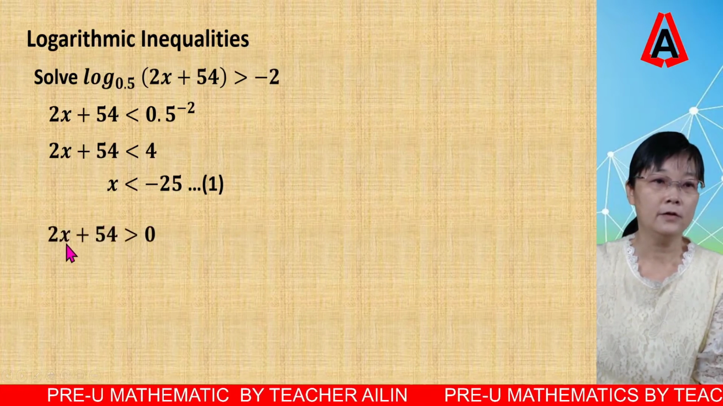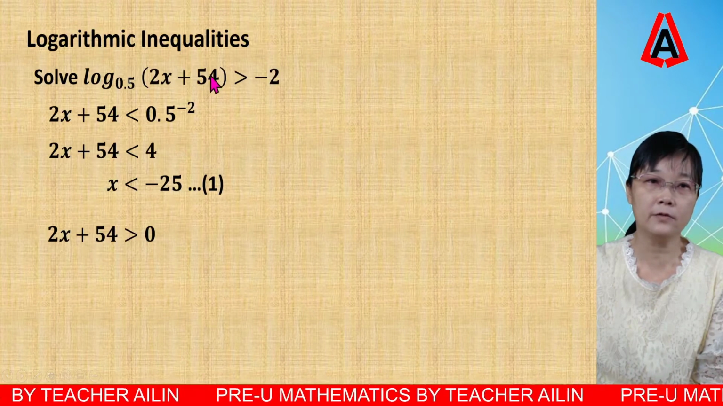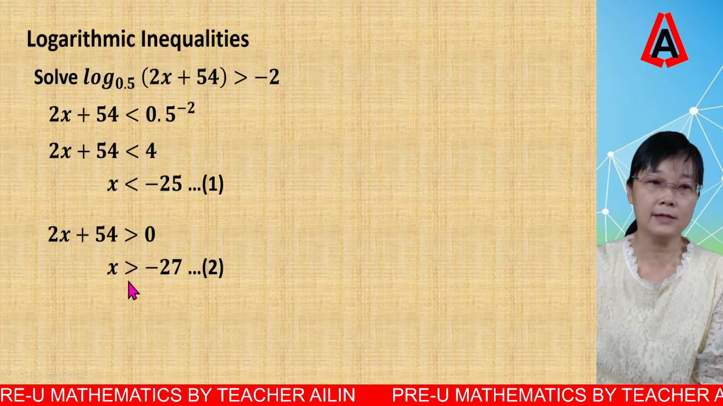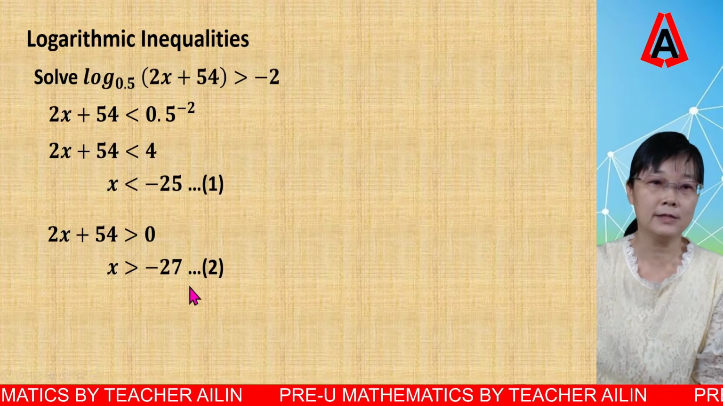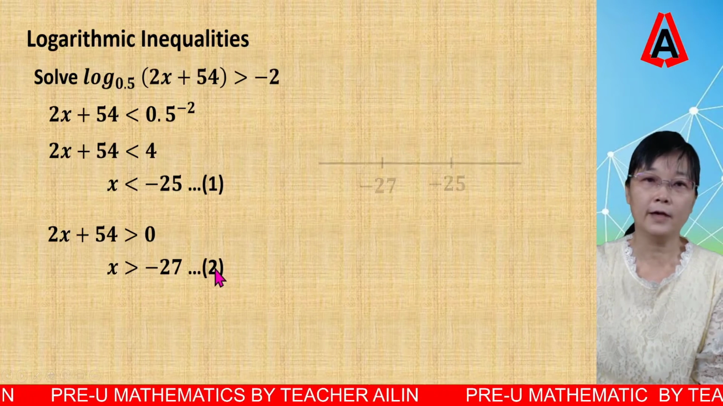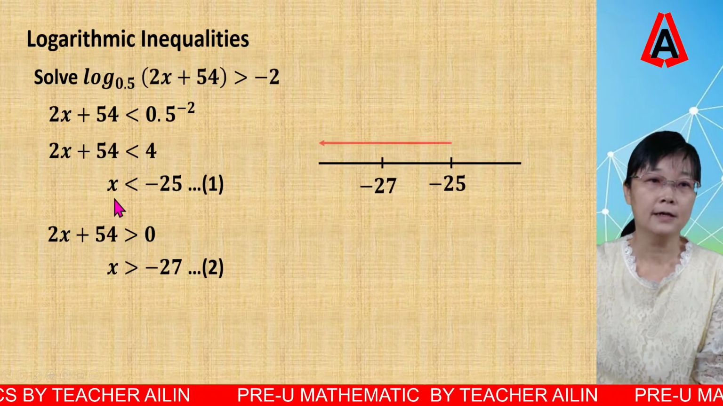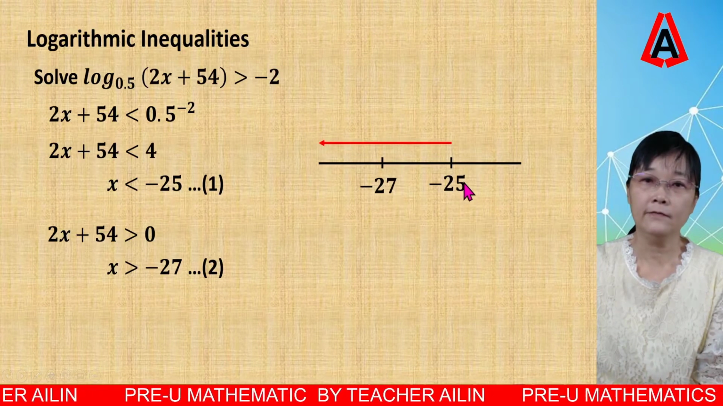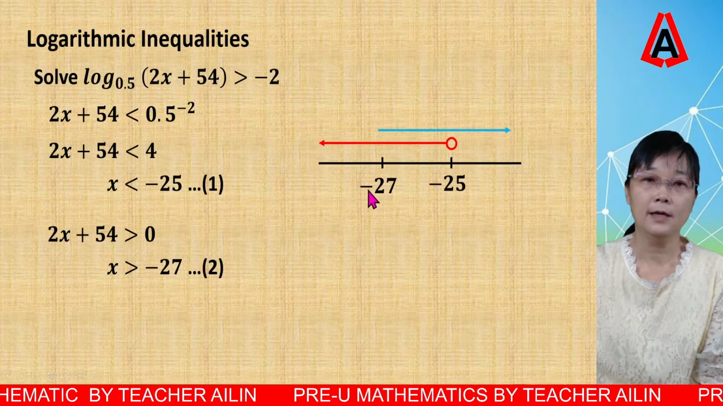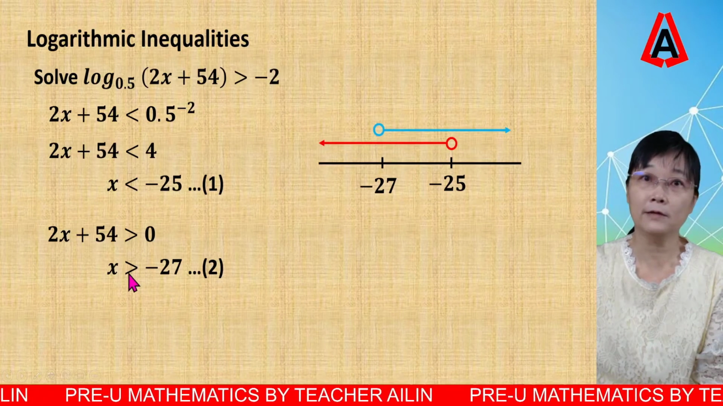And we know that the logarithm function 2x plus 54 must be greater than 0. So now from here, when we simplify, x is greater than negative 27. So now we are going to combine these two values of x. When we use the number line, the first x is less than negative 25, but not including negative 25. Then the second one, x is greater than negative 27, but not equal to negative 27.